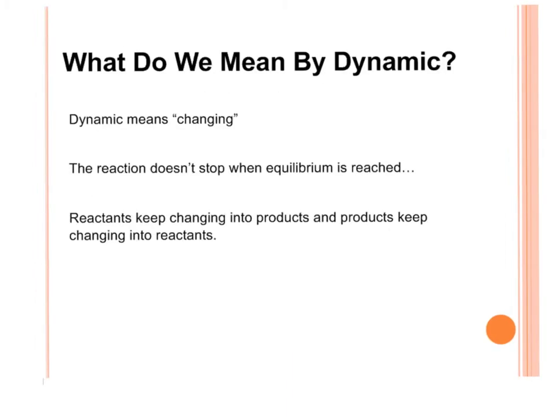The dynamic part of dynamic equilibrium. Dynamic means changing. So the reaction doesn't stop when equilibrium is reached. Reactants keep changing into products and products keep changing into reactants. It just happens at the same rate. But reactions do not stop when equilibrium is reached.